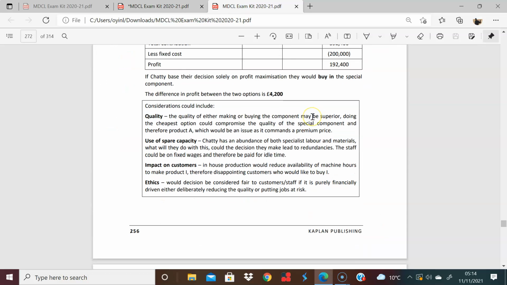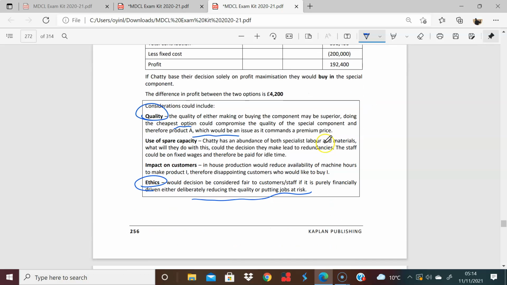Let's look at some of the ones they've given. They've talked about quality. The quality is something to think about. I think ethics is also a good one here. Whether you decide to go out and buy something, you're putting jobs at risk. If you're reducing the quality, or if it's just cheaper to buy things, this is actually very normal. You do have supply chains that will end up outsourcing.